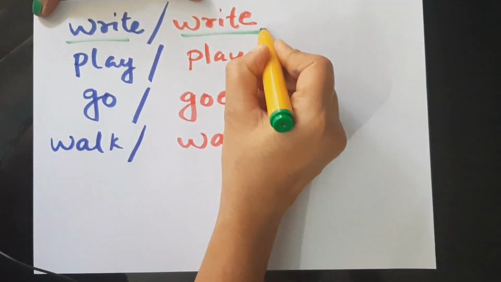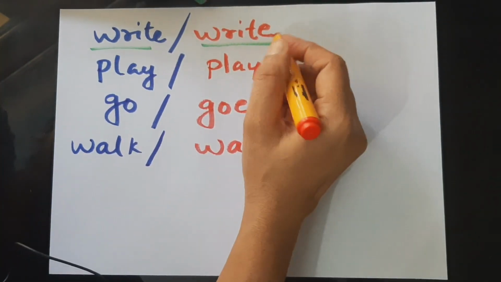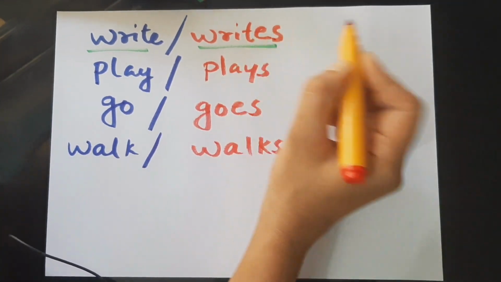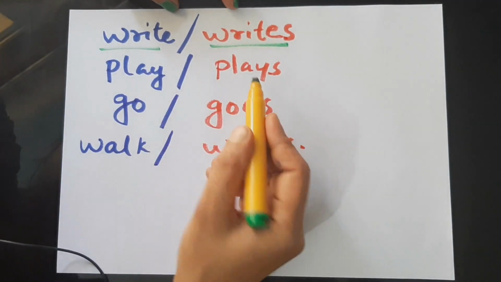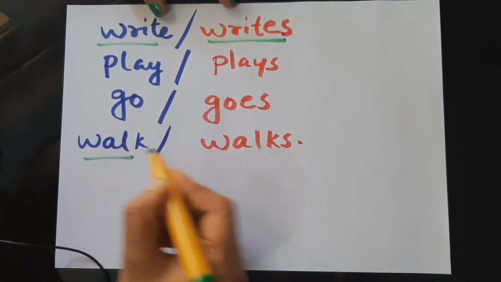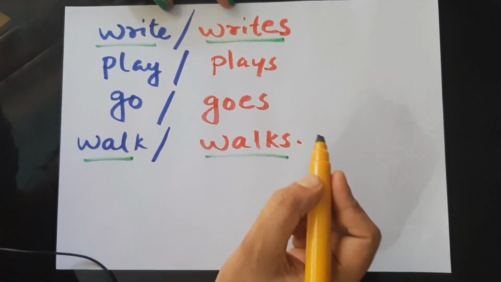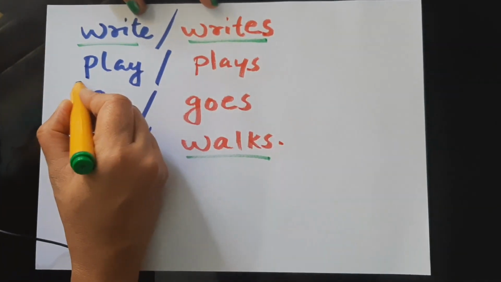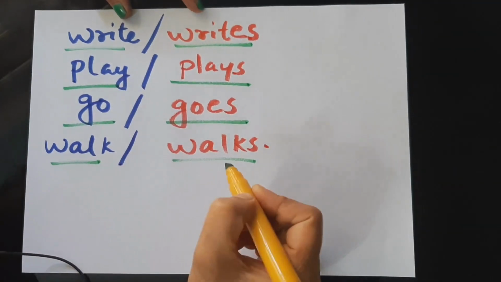write and writes. Okay, write and writes, play and plays, go and goes, walk and walks. See, the two forms of verbs are given here. Write, writes, play, plays, go, goes and walk, walks.